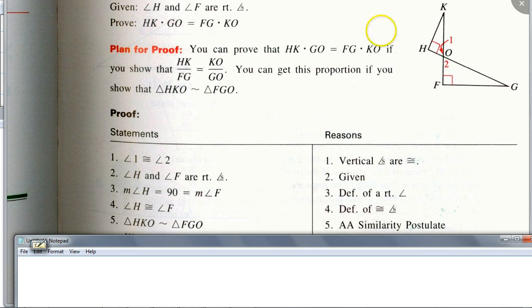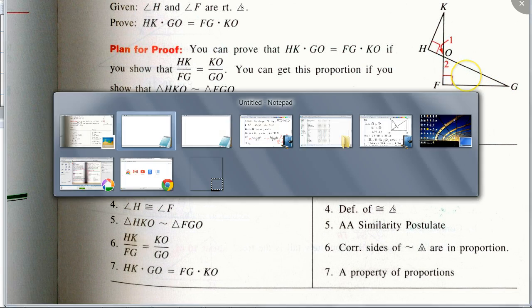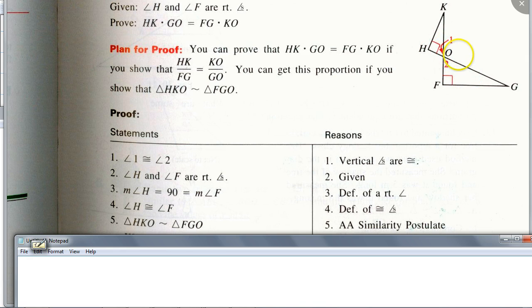We want to say something about HK. You see this side right here, HK and GO right here, and FG and KO right here. Do they mention anything about HO and OF? So do we even need to mention anything about those sides? No. So how are we going to get this statement, HK times GO equals FG times KO? After we're saying that the two triangles are similar, what is the key step that you need?